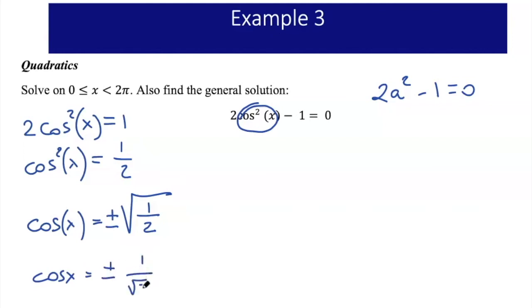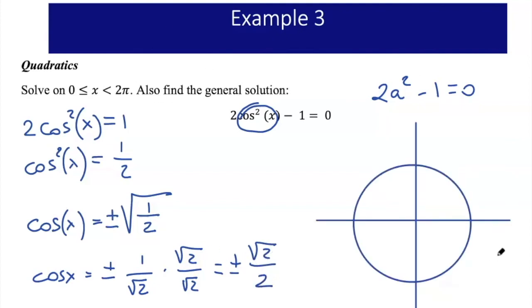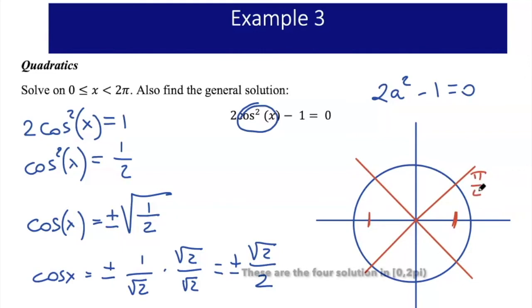square root of 2 is root 2. I need to rationalize. So I multiply by root 2 over 2, and I have plus or minus root 2 over 2. On the unit circle, my cosine equals plus or minus root 2 over 2 will be somewhere here and somewhere here, meaning that it's giving me this angle, this angle, this angle, and this angle. So I have pi over 4, 3 pi over 4, 5 pi over 4, and 7 pi over 4.